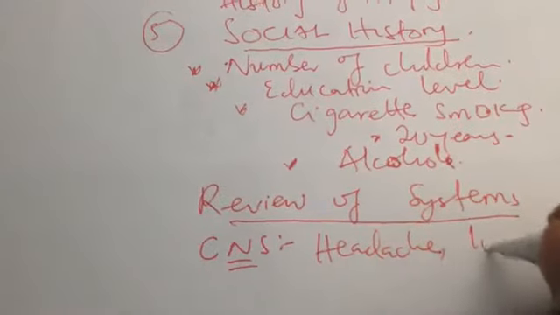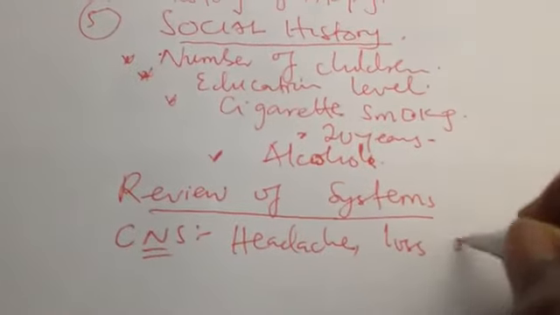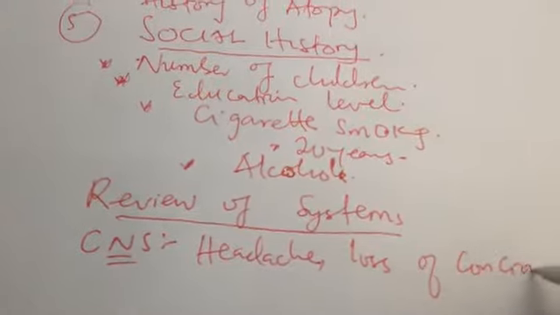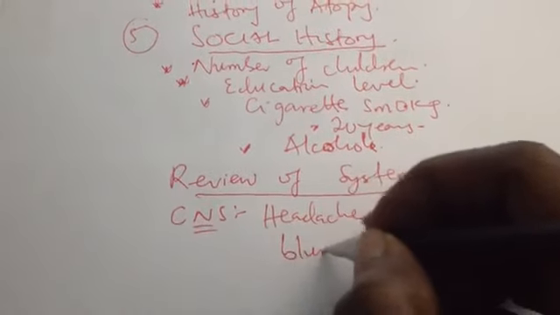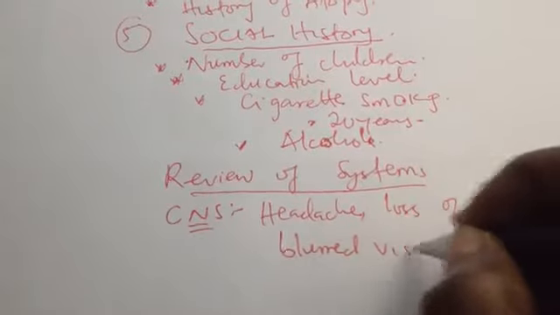Loss of consciousness, because it's a symptom of the central nervous system. Is he having blurred vision, that is, a problem with his sight? Then you have to ask him.